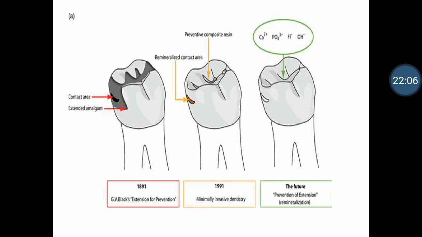So, this is how it has moved from 1891 to the current state, that is, extension for prevention to prevention for extension. So, I hereby conclude the topic caries prevention.